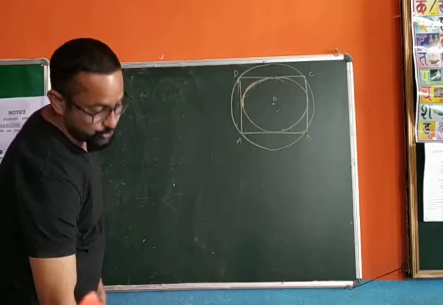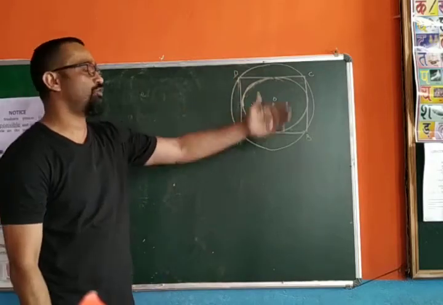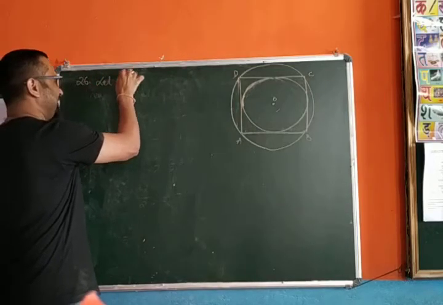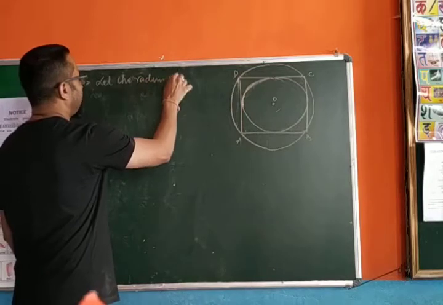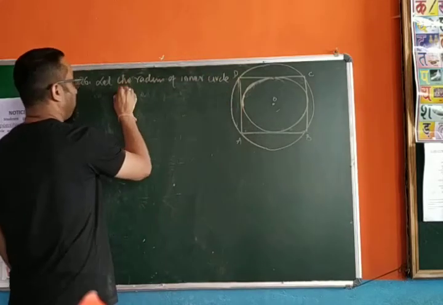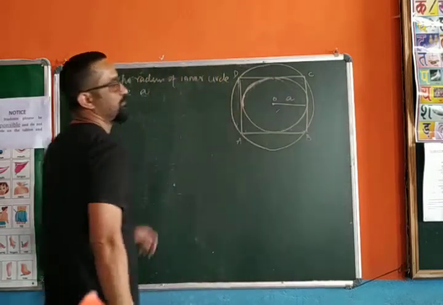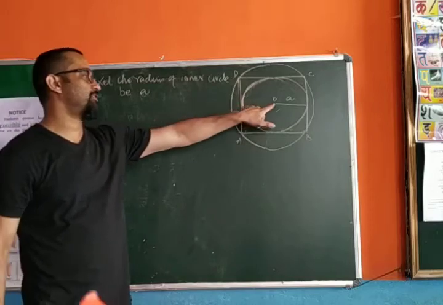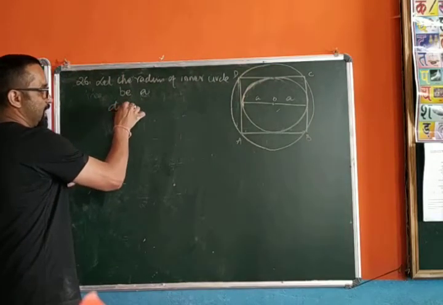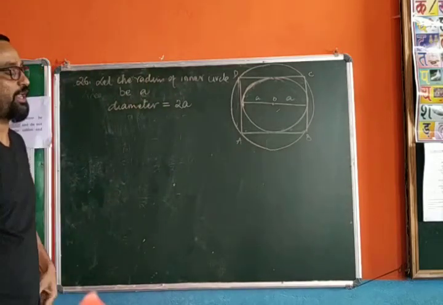Question says that find the ratio of circumferences, big one and small one. We do not know the dimensions. So what do we do? We assume, let the radius of the inner circle be A. As we are taking the radius of the inner circle as A, the diameter will be 2A. Diameter of the inner circle is A plus A, which is 2A.